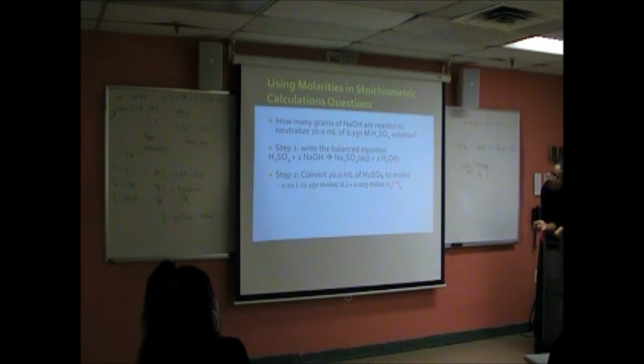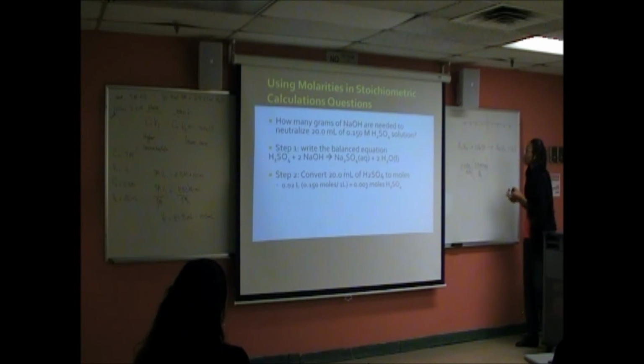So now you have moles of sulfuric acid. What do we need to do next? What's step 3? There you go. How many moles of sodium hydroxide do we have? In order to go from moles of sulfuric acid, we use the mole ratio. What's the mole ratio? 1 to 2. So therefore, how many moles of sodium hydroxide do I have?